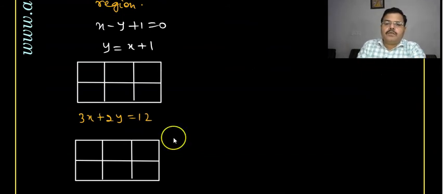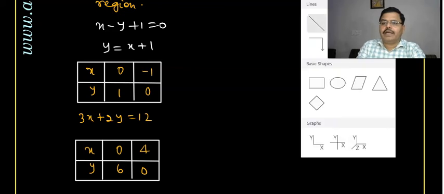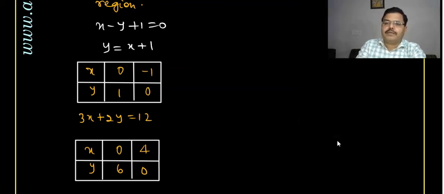Okay. So here if I put x and y in the table: if x is equal to 0, y is 1. If x is equal to minus 1, then y is equal to 0. So that will be two points. Here also x and y are there, and if I put x is equal to 0, then y is equal to 6, and if y is equal to 0, then x is equal to 4. So we need x maximum 4 and minus 1. So the graph can be plotted using this, like this is a line.